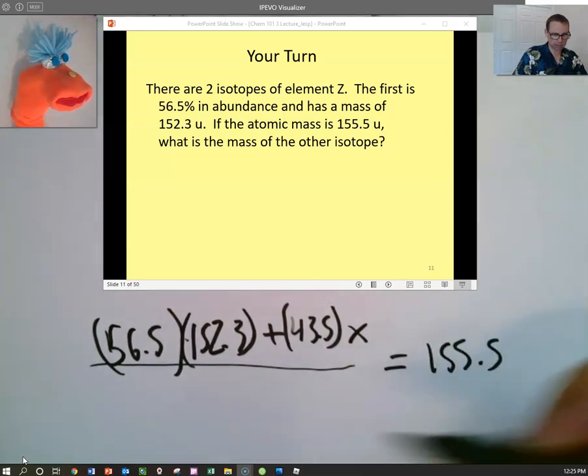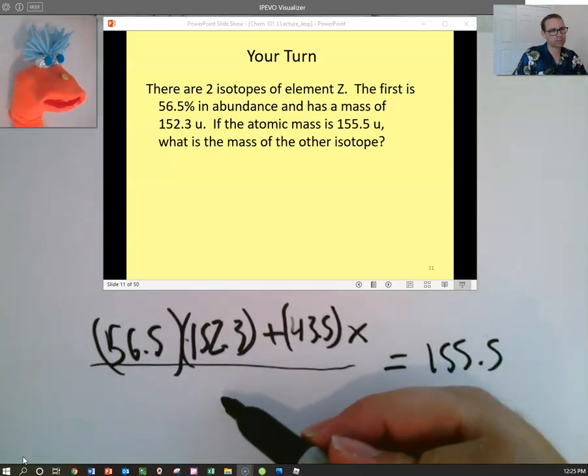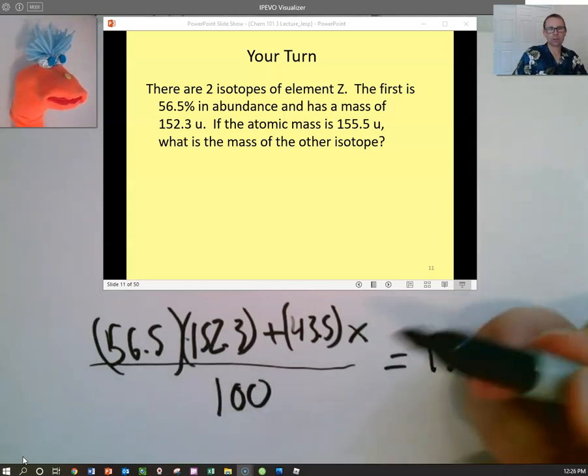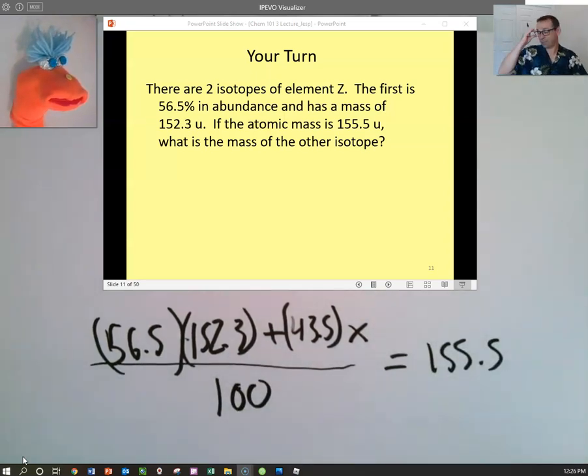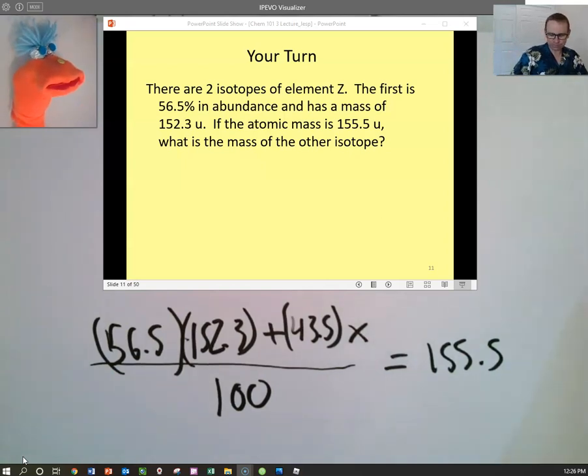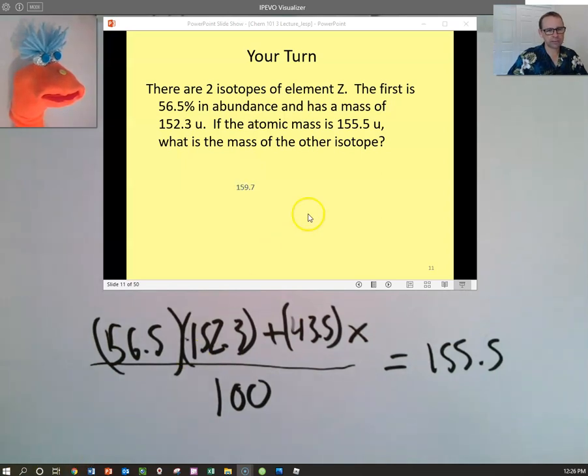So we'll put that as our x. Now, do I have to divide this by something? Yeah, we needed 100 down there. That's right, because this is out of 100 samples. Okay, so putting that in the calculator, hopefully we get the number 159.7.